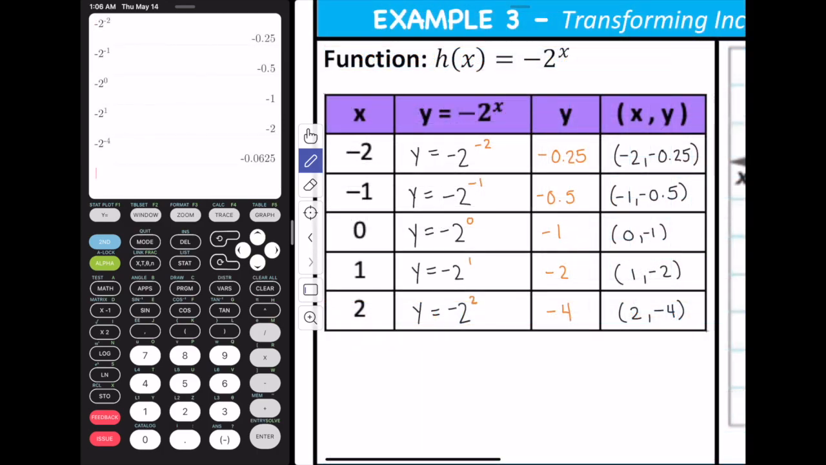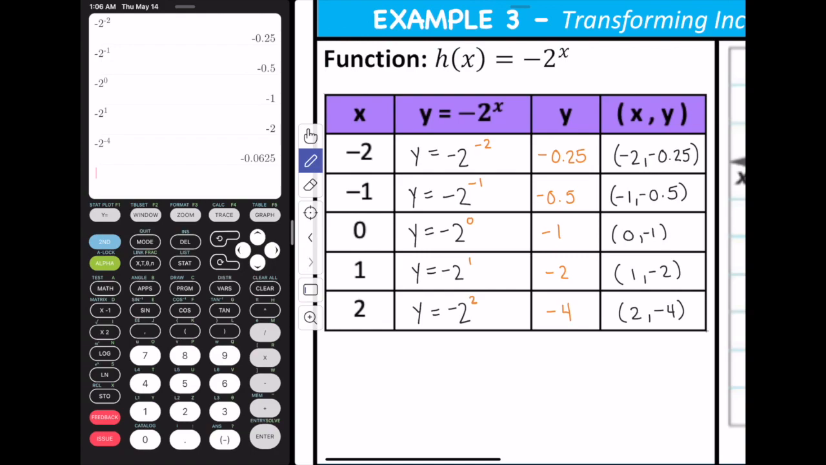Great, so your table should look just like this. And I typed it all into the calculator as well, just so you guys could see these values. Sometimes people make the mistake of putting that negative sign in parentheses. Because there are no parentheses around -2, the exponent only applies to the 2. The exponent only applies to the 2.